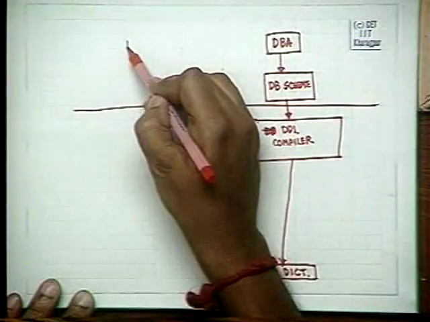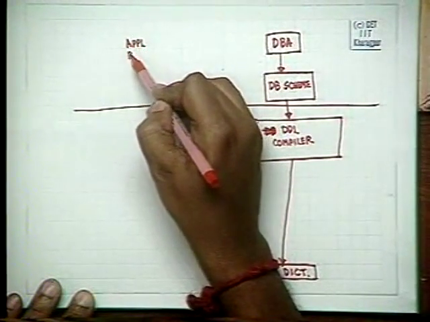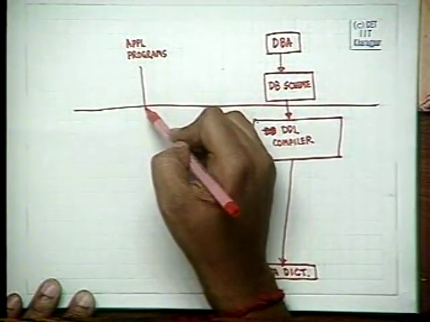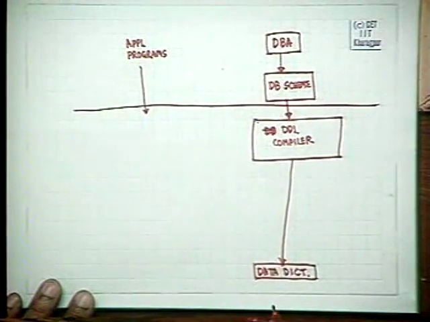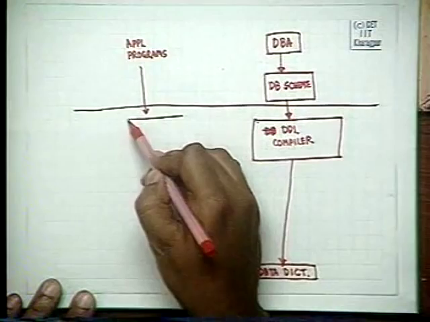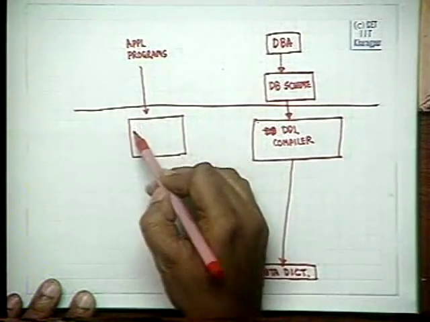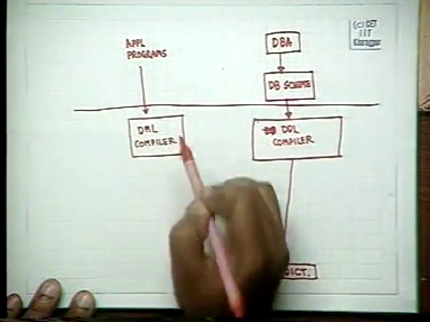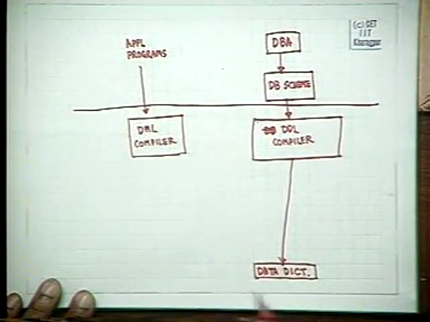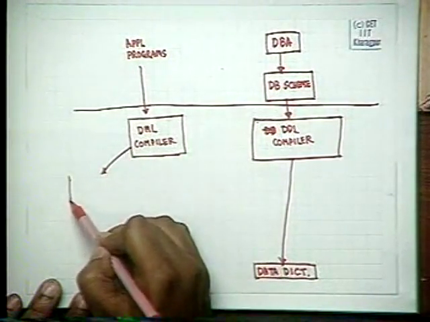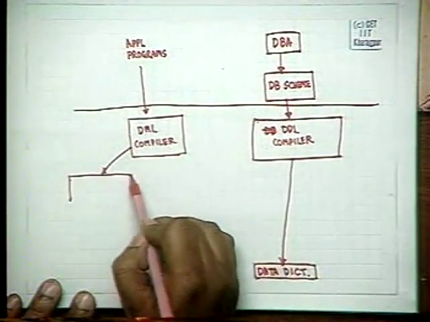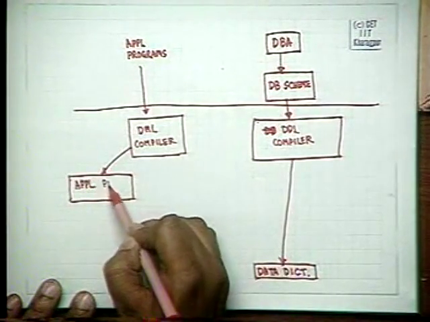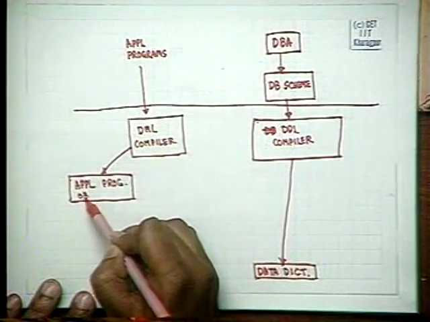Another user will write application programs. Now, these application programs will be written using the data manipulation language, and therefore what you need is a DML compiler. This DML compiler will convert it to object code. Any compiler of a program converts it to object code. So, this is the application program object code.